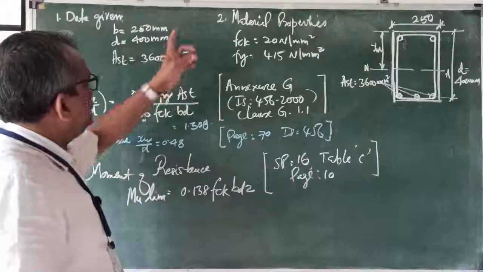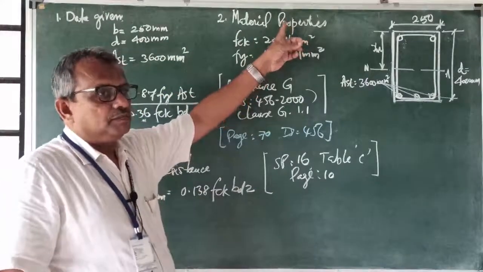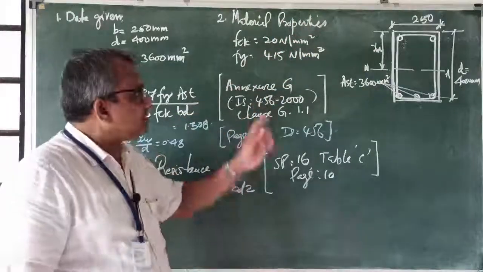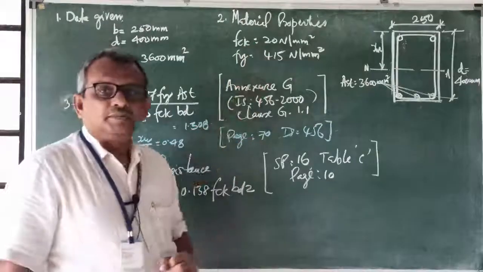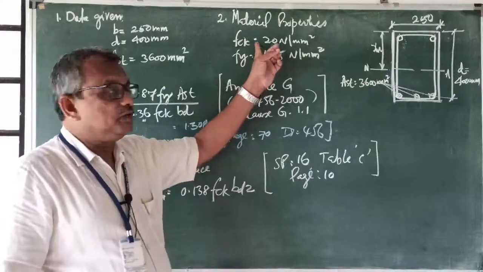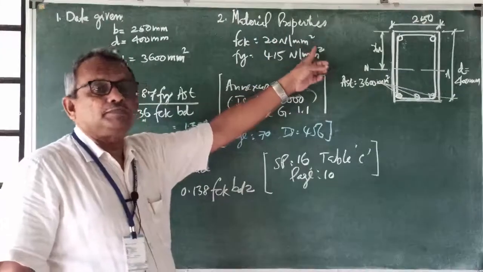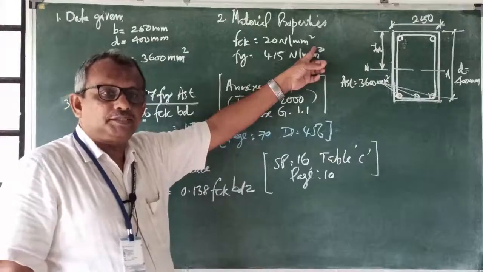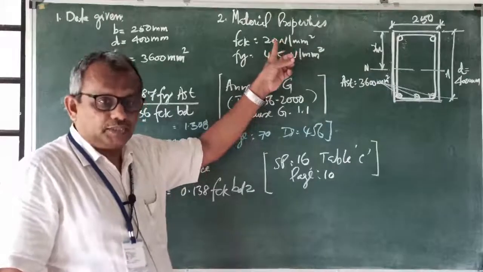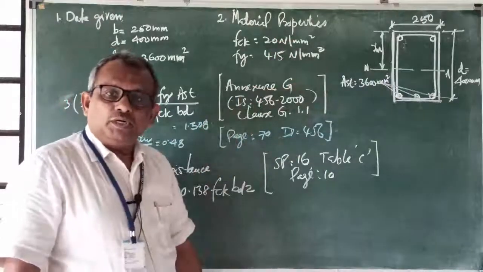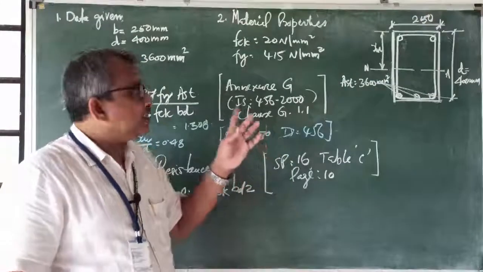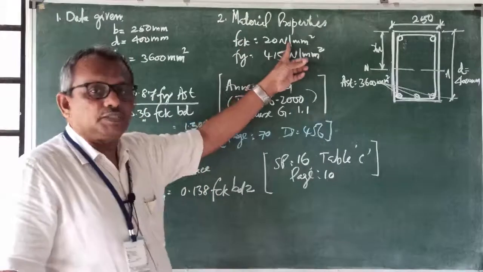Next, material properties are also given in the question. What are the two materials in the RCC, you know? Concrete and steel. So for the concrete, FCK is given. What is FCK? That is the characteristic compressive strength of concrete, given as 20 Newton per mm squared. So M20 concrete means M stands for mix and 20 stands for its characteristic compressive strength. You know different grades are there: M15, M20, M25, M30, like that. Depending upon that, we have to consider the FCK values in the design.